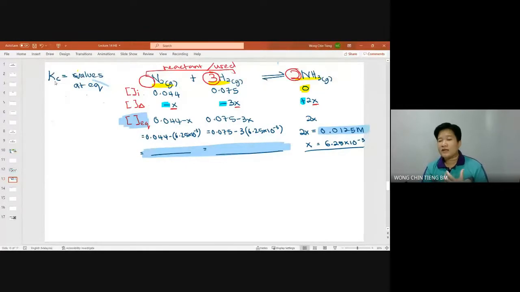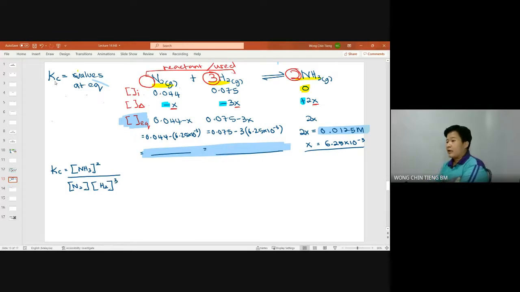Alright, I will always ask them to use their highlighter. Use your highlighter, highlight the value at equilibrium. So when you get the answer of the equilibrium already, you write your Kc as always. Your Kc equals your product, NH3 to the power of 2, over your nitrogen to the power of 1, times your hydrogen to the power of 3. And you get all the values that you can put in.